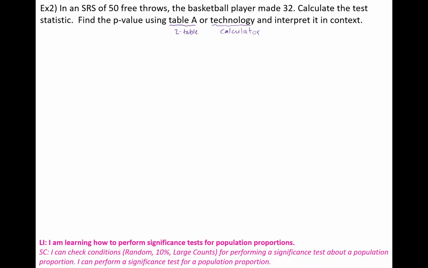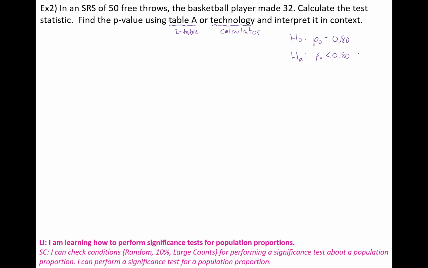There we go. Okay, so to get started, if we're going to be doing the test statistic, we need to make sure we're clear on our hypotheses. We saw this in the previous example. Previously, the null hypothesis was given to us: p naught equals 0.8, because they said they got 80% of their free throws. And the alternative is that we think it might be less than that, so the alternative is that p is really less than 0.80.